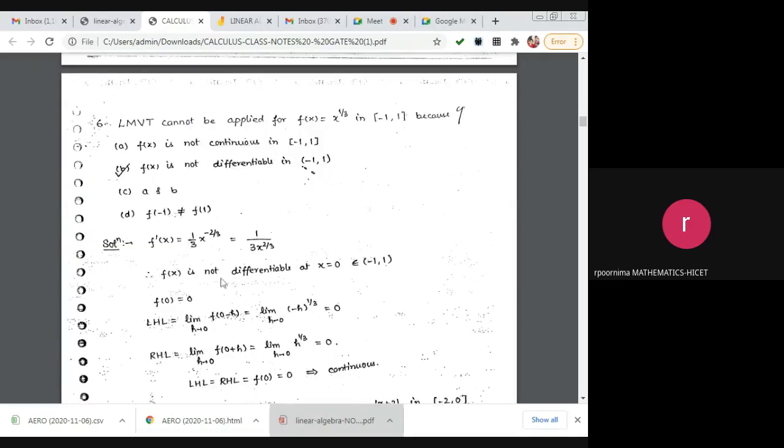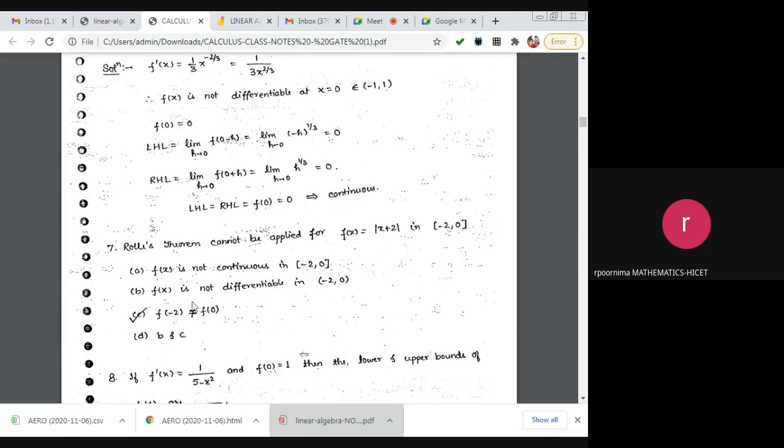Then the explanation is given: f dash of x is 1 by 3 into x to the power minus 2 by 3, which is 1 by 3 x to the power 2 by 3. So f of x is not differentiable at x = 0, because when we substitute x = 0, we get 1 by 0, which is infinity. Okay, so f of 0 is 0, the left hand limit is 0, the right hand limit is 0. So it is continuous, but it is not differentiable.